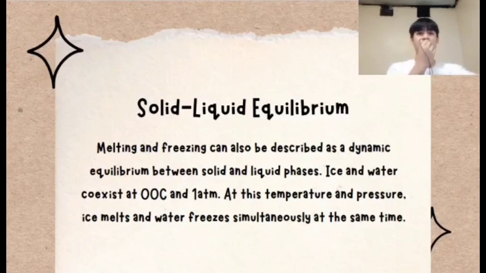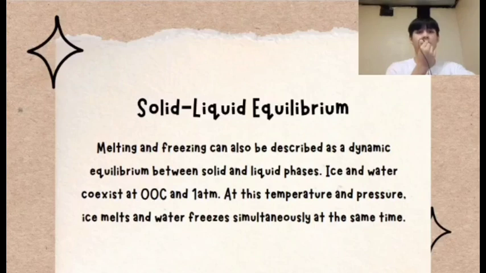Now let us proceed to the solid-liquid equilibrium. Melting and freezing can also be described as a dynamic equilibrium between solid and liquid phases. Ice and water coexist at 0 degrees Celsius and 1 atm. At this temperature and pressure, ice melts and water freezes simultaneously, at the same time.